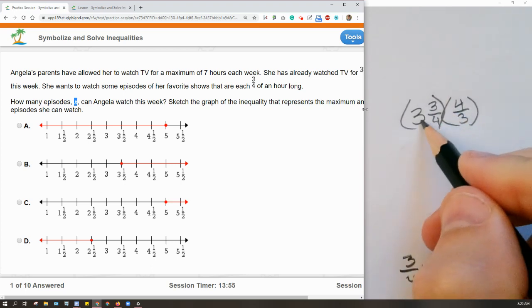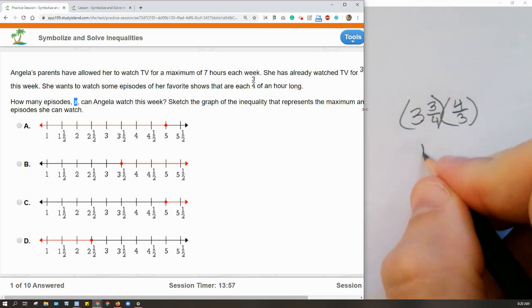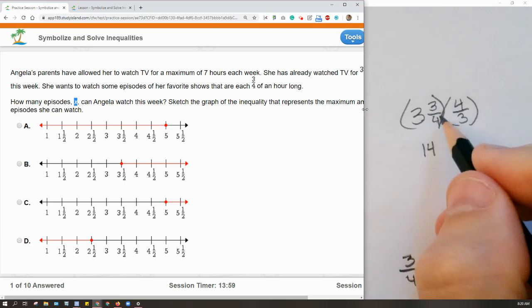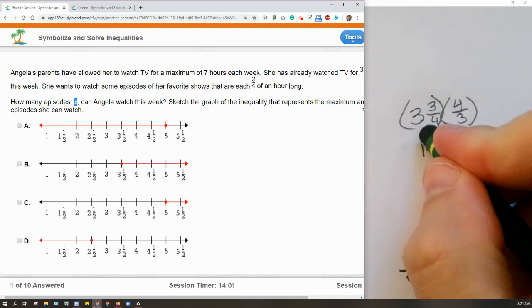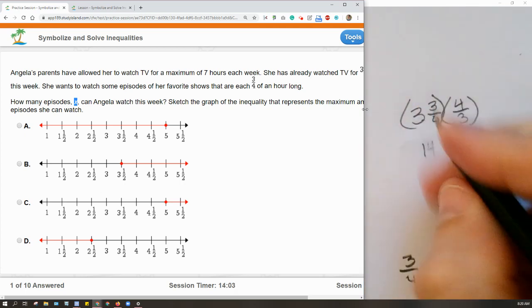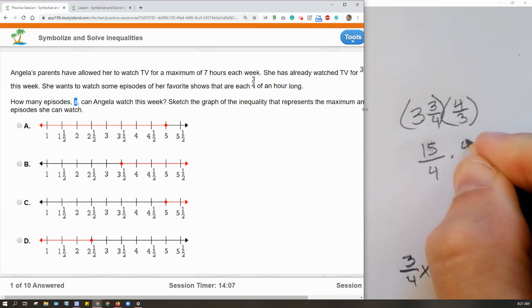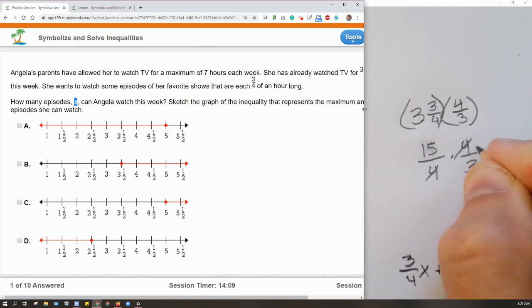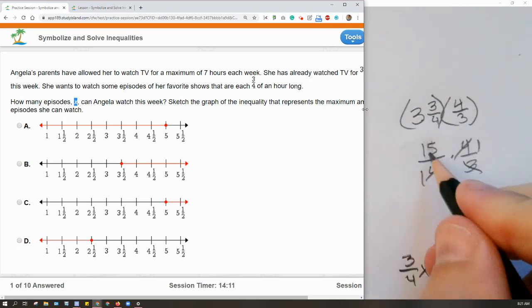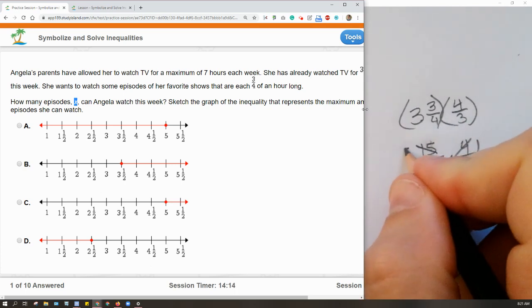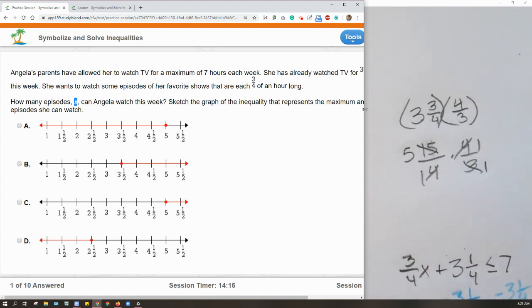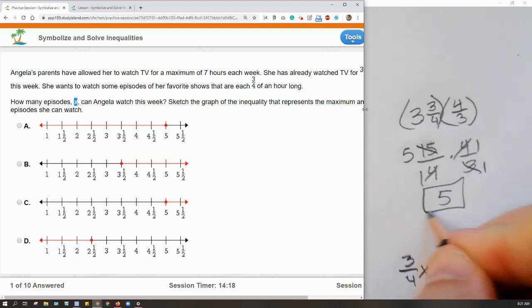3 3/4. 4 times 3 is 12. 12 plus 3 is 15. So you get 15/4 times 4/3. And the 4's cancel. You get 1 and 1. And then 3 and 15 both divided by 3. So you get 1 and 5. So it just is 5 over 1 times 1 over 1. So you still get 5.